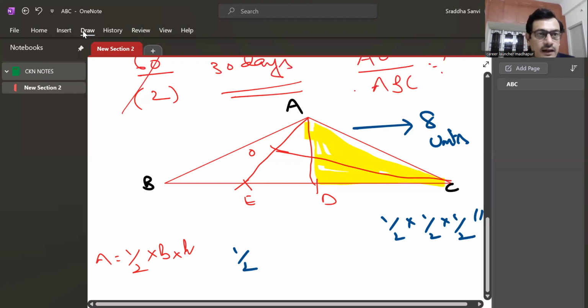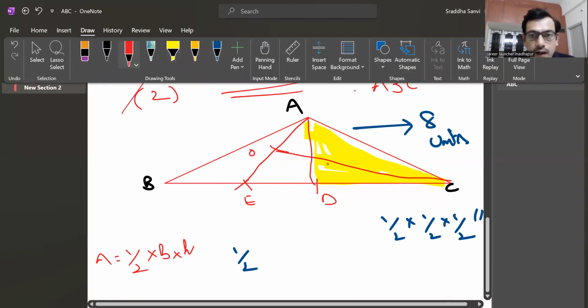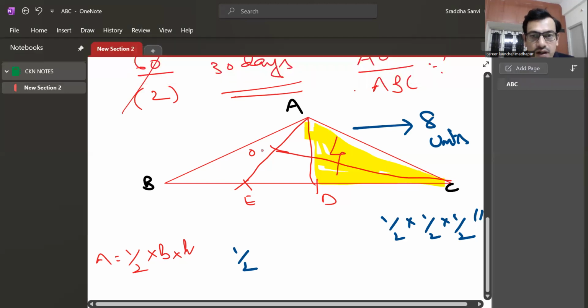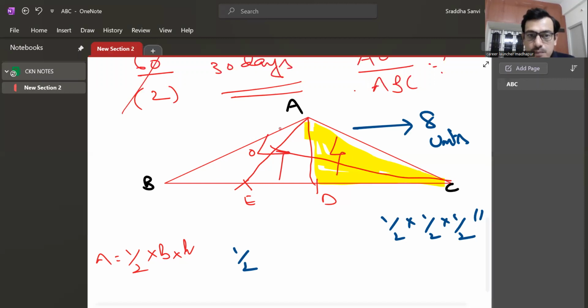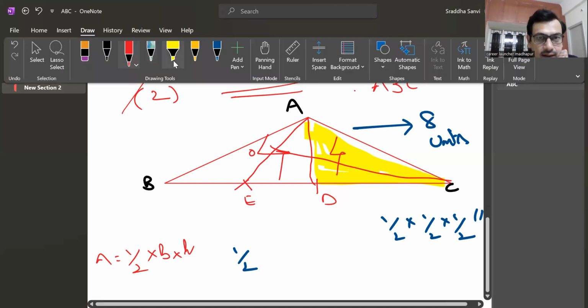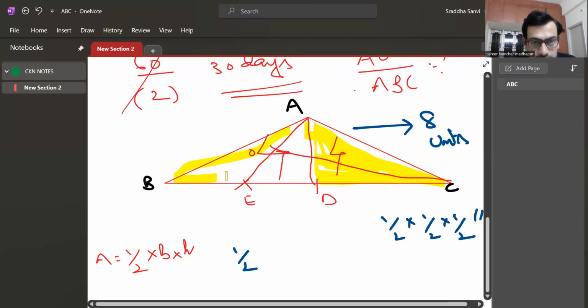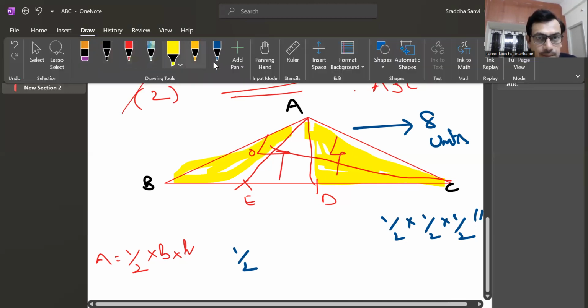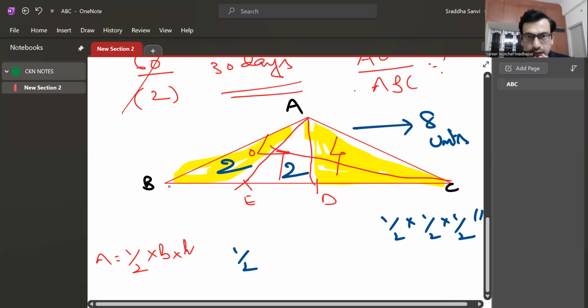That's why the area of this part is 4 units. The area of this part is also 4 units. Agreed? Which part? ABD area is 4 units. Now, if I understand here, in this ABD 4 units, there is another half. That's why the 4 has to become 2 units. This is 2 units, this is 2 units.